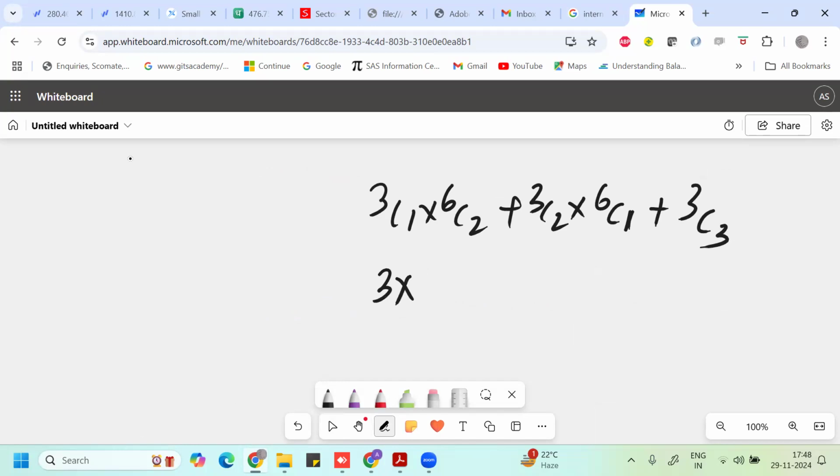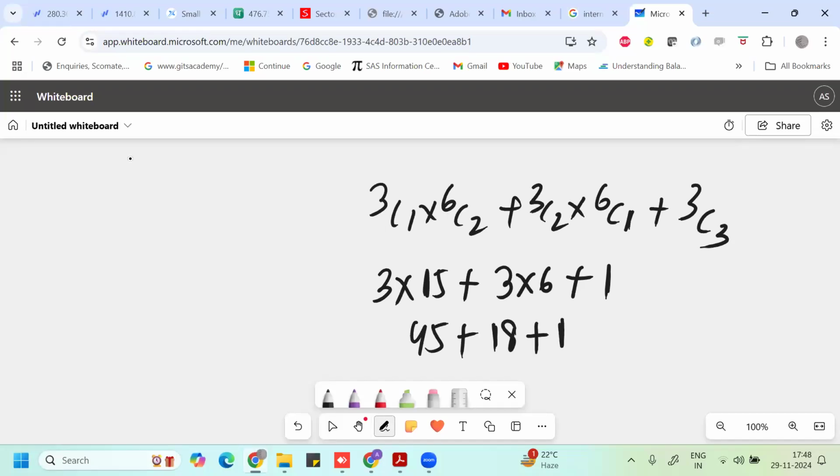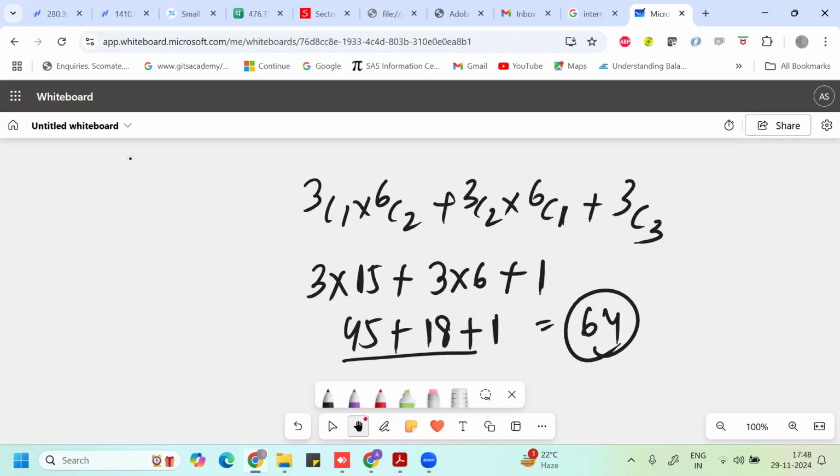3C1 is 3, 6C2 is 15, and 3C2 is 3, 6C1 is 6, 3C3 is 1. So this is 45 plus 18 plus 1. 45 plus 18 is 63, plus 1, 64. Are you getting this?